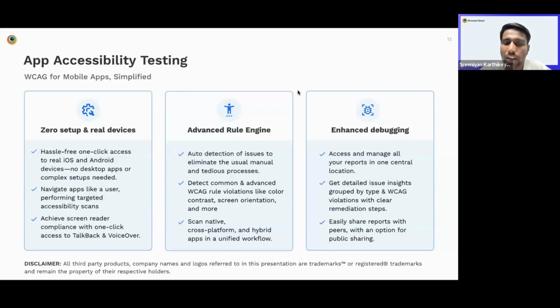These are already covered by 10 to 12 WCAG success criteria. Those 10 to 12 WCAG success criteria contribute to close to 70% of the issues that you might find on any application. And with BrowserStack, we provide coverage to most of the success criteria, and we are continuously investing more time in improving the coverage as well. So that is about the advanced rule engine part. It helps you save more time.